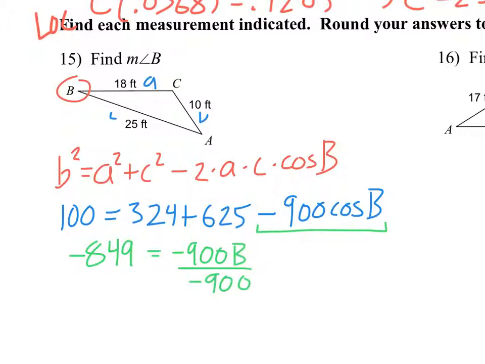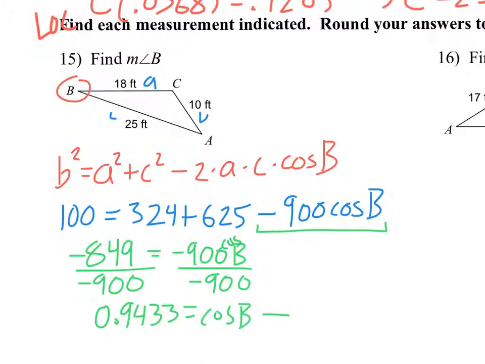Dividing by negative 900. So negative 849 divided by negative 900, we end up getting 0.9433 is equal to, I lost my cosine there, cosine of b. We know we have to do inverse cosine, so cosine inverse of 0.9433 is going to be 19.38 degrees.